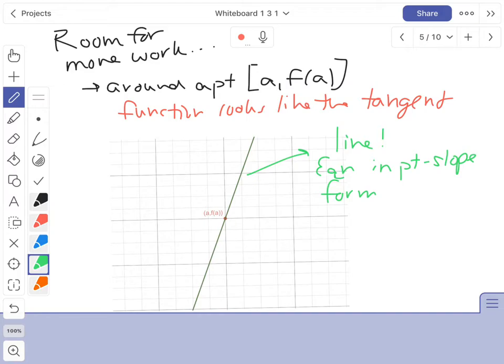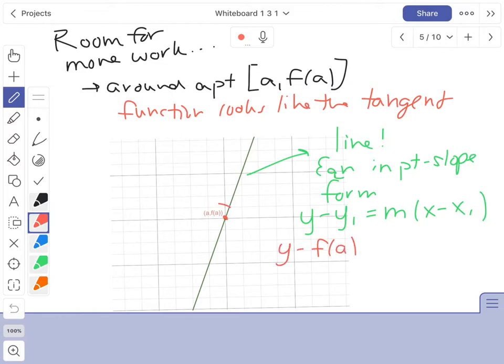So point-slope form, I'm going to start with y minus y1 is equal to m times x minus x1. And we're just going to start changing some notation here. So we need a point that we guarantee is on the line. Now in this case, we're trying to figure out what's going on right here at A. So we know the point A is on the line. So the output, I'm going to replace with f of A. Right, so we're using this point because it's on the line. So then the x value is just A.